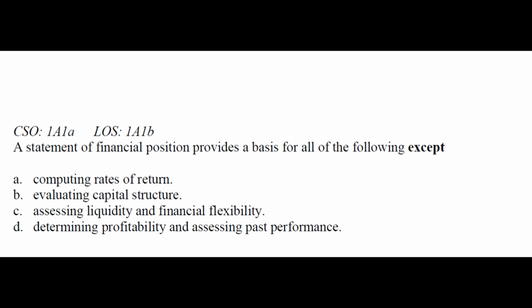This question examines the uses of the statement of financial position, balance sheet, and asks students to identify the exception. The balance sheet presents a company's assets, liabilities, and equity at a specific point in time, providing information about financial position rather than operating performance over a period. The keyword, except, indicates that one option is not primarily supported by the statement of financial position alone.